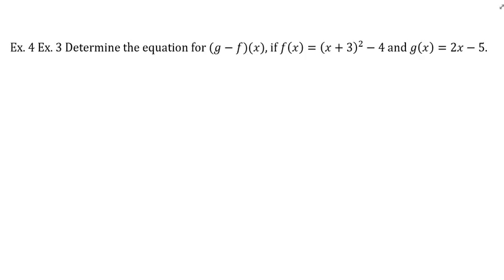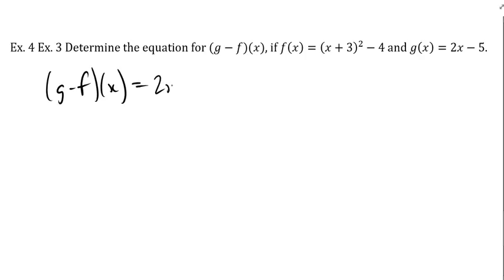Example 4. Determine the equation for g minus f. All right, let's do it. So g is 2x minus 5, minus bracket x plus 3 squared minus 4. However you want to do this, if you want to distribute the negative now or later, I think it's pretty clear you're going to have to expand f so that you can collect like terms. You don't have to complete the square unless you're asked to graph it or something like that afterwards.